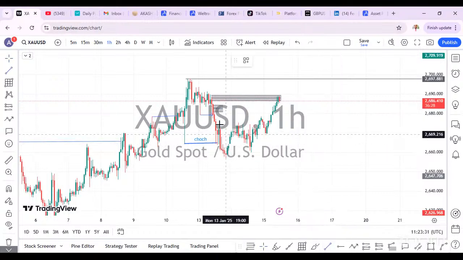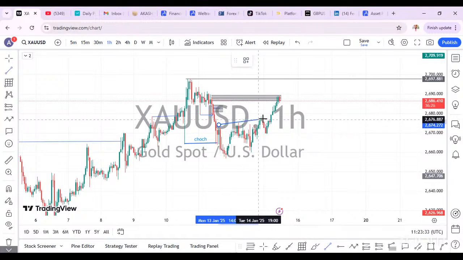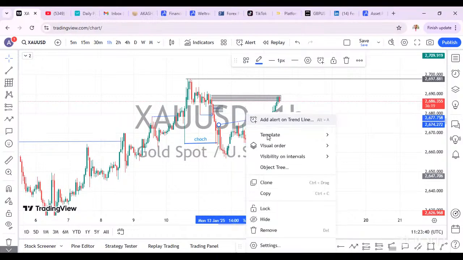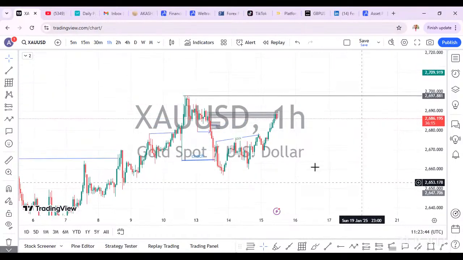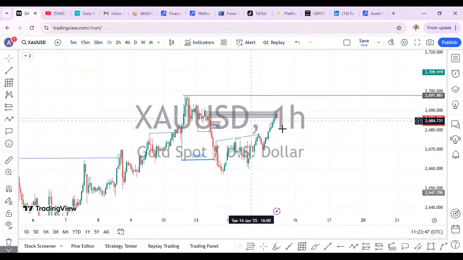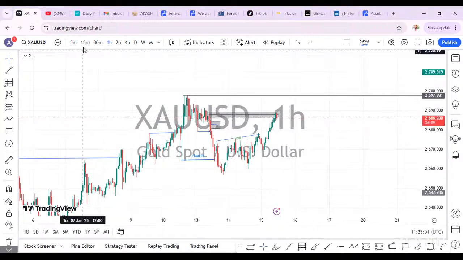Let us assume that all these places were liquidity, which stands for inducement. So our inducement price has, you can see that. So let's now go to 15 minutes. Are you getting it?